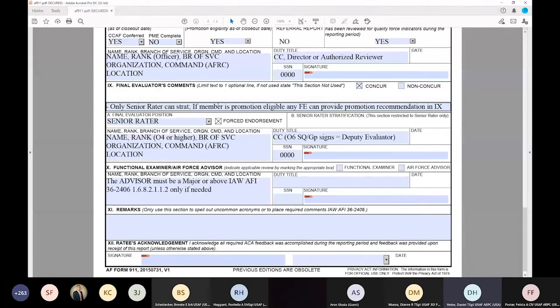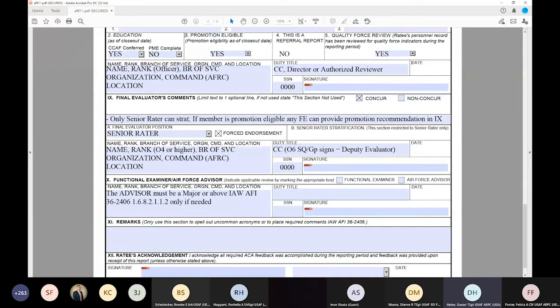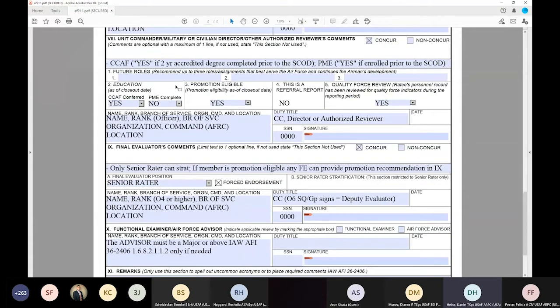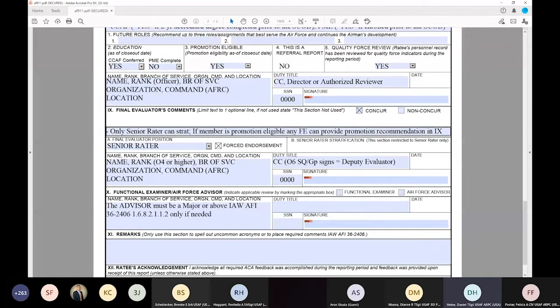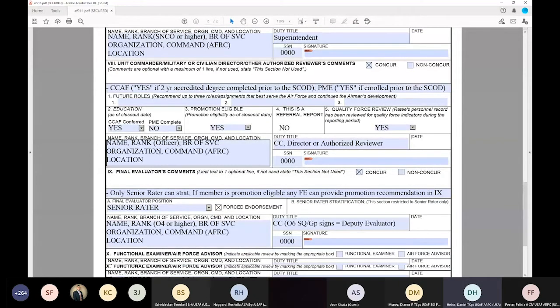If the member is promotion eligible, so if section 8, block 3, promotion eligible is marked yes, any of the final evaluators can provide a promotion recommendation. Both of these rules only apply to section 9. So if the final evaluator is providing a promotion recommendation, they have to provide that bullet in section 9 only. They cannot provide the bullet in Section 8 or any of the other sections on the report.